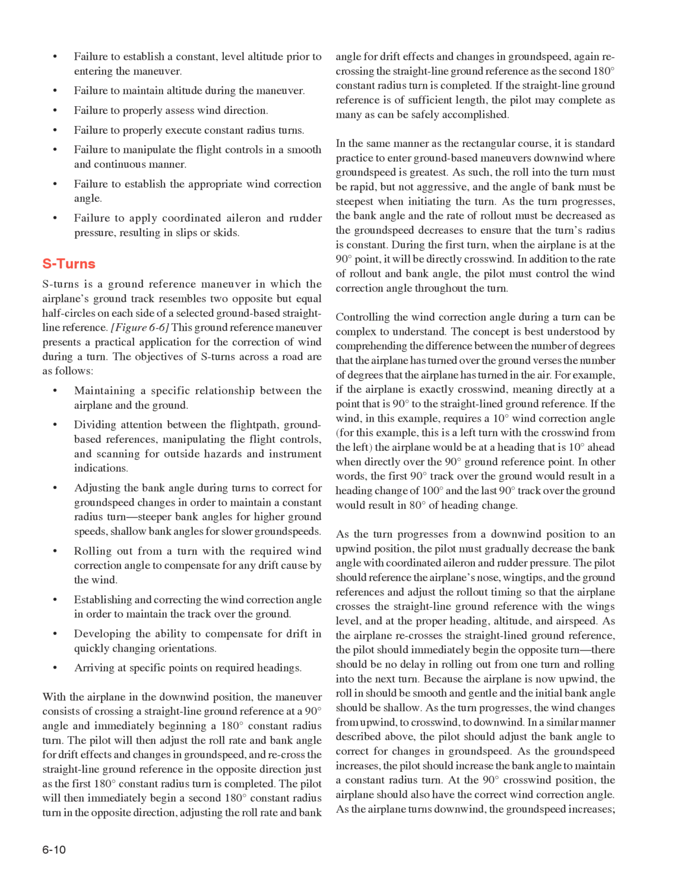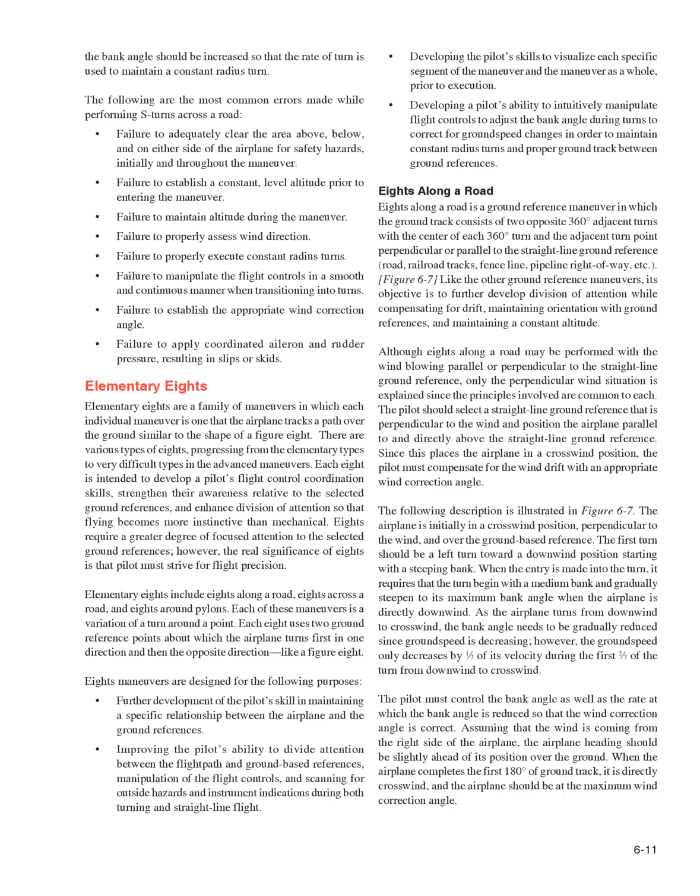At the 90 degrees crosswind position, the airplane should also have the correct wind correction angle. As the airplane turns downwind, the ground speed increases. The bank angle should be increased so that the rate of turn is used to maintain a constant radius turn.